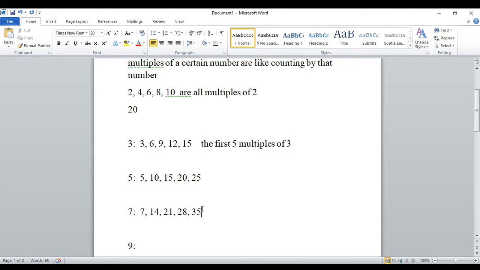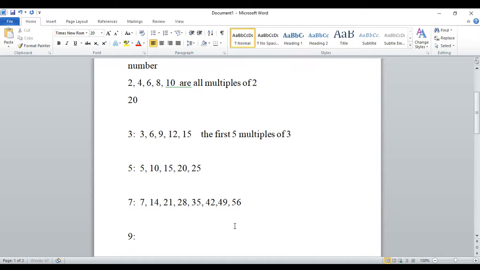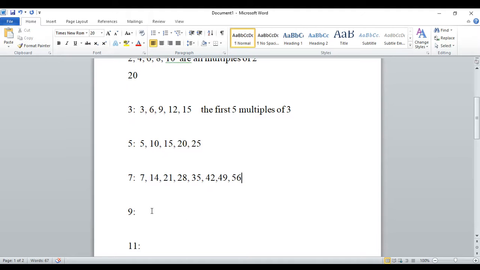Now we could go on and on. I could ask you to find the first 20 multiples of 7, and then you would go on. 7 times 6 is 42. 7 times 7, 49. 7 times 8, 56. All the way up until you did 7 times 20 is 140. So it just depends on what you're asked for.